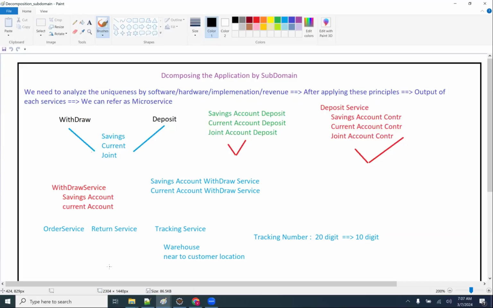As I discussed yesterday, I have a withdraw service. The functionality of a withdraw service is that we need to take the money from the bank account. The ultimate goal is: update account table, set balance equal to balance minus something, where account ID is equal to something. So that is the ultimate functionality of a withdraw service, right?